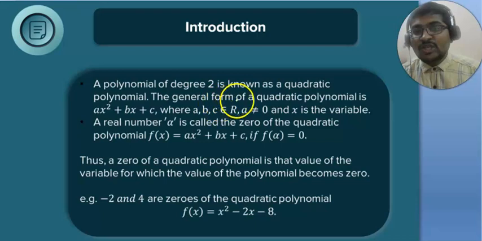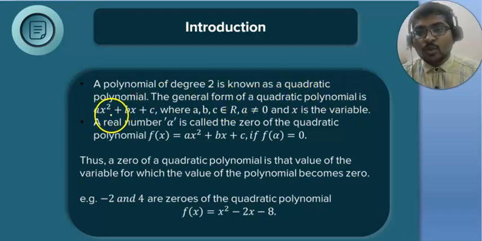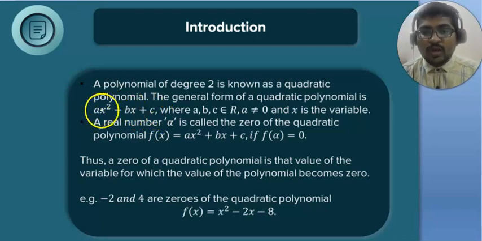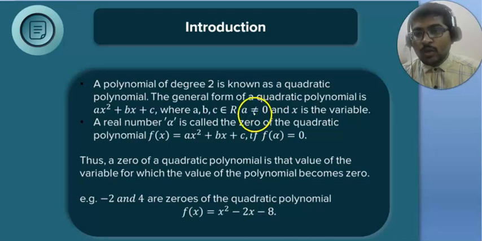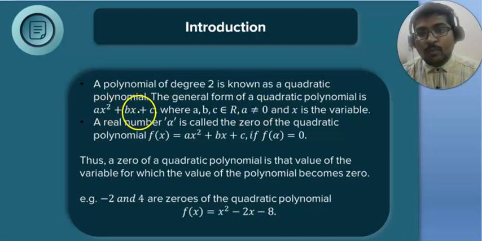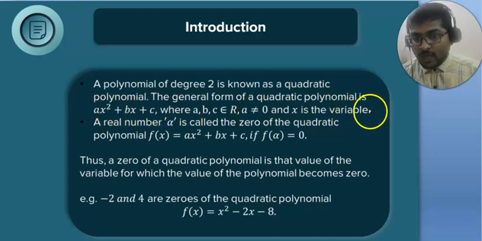Right. The general form of a quadratic polynomial is ax square plus bx plus c, where a, b, c belong to the real numbers. In this quadratic polynomial, the coefficient of x square, a, is compulsorily not equal to 0. Here x is the variable.